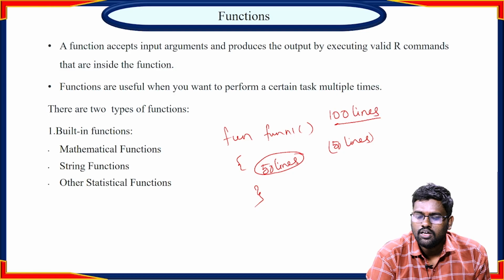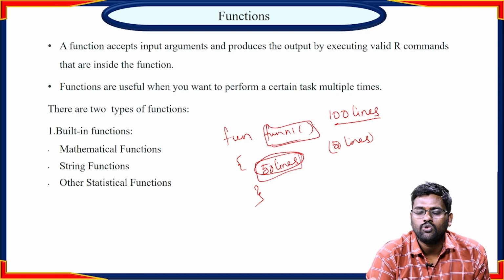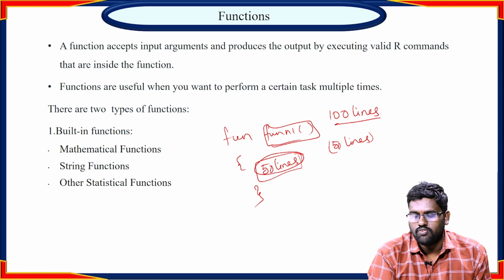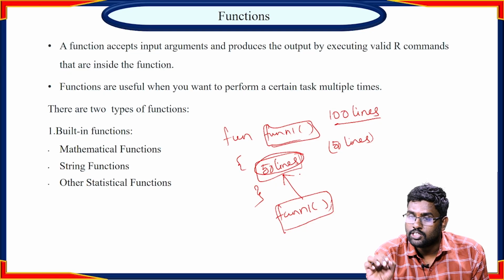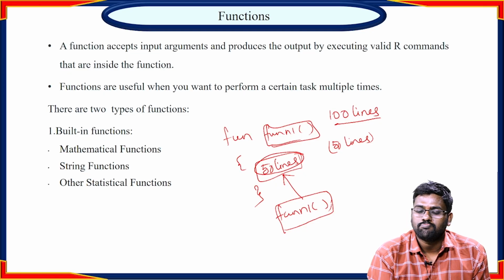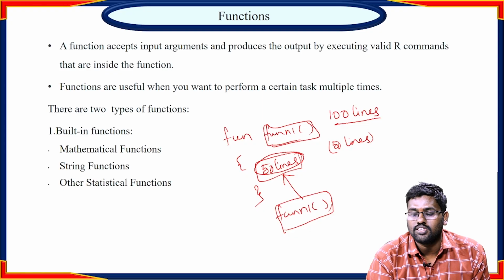So whenever we require these 50 lines of code, we will call this function to execute that program. Just we will call function n1, means by using this function name we will execute these 50 lines of code at a time. That is used to reduce the time, and the complexity of the given program will be reduced by using functions.